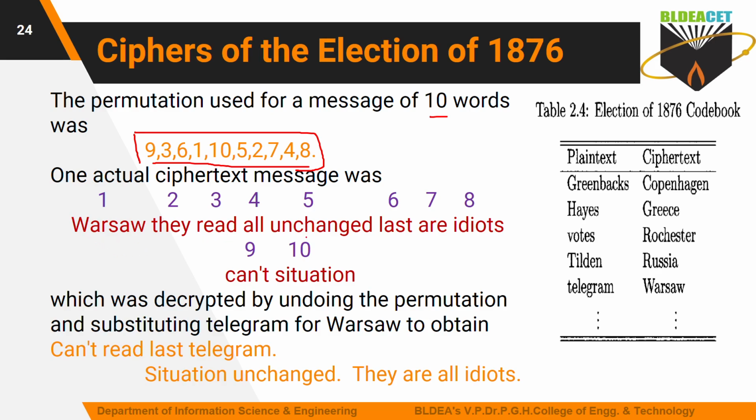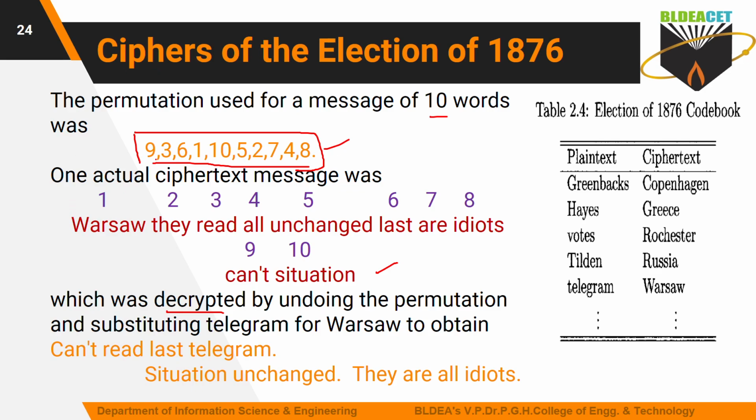Varsha, they read all unchanged, last are idiots, cannot situation. Do you understand anything from this message? No, because this is the ciphertext. If you read it, you won't get what this message actually means. If you want to know what this message means, you have to get the plain text. For getting that plain text, you have to decrypt this message, and for decrypting you follow the permutation as a transposition.